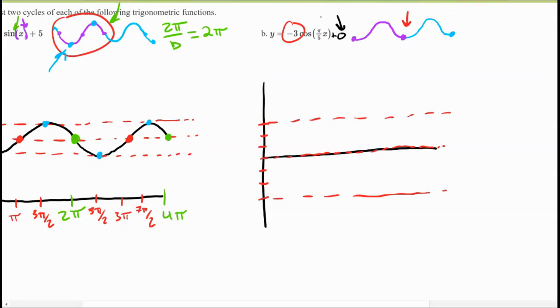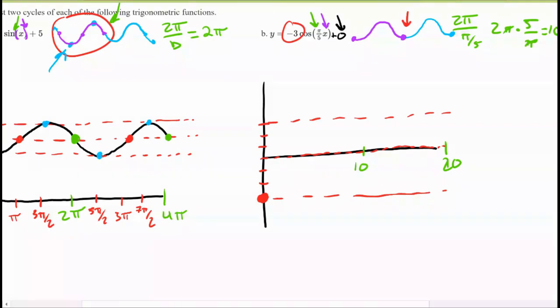My h value, still nothing. I'm not shifting left or right. No phase shift, meaning I know I'm going to start my graph at the minimum and at 0. My b value now, though, is pi over 5. So 2 pi divided by b is the same thing as 2 pi times 5 over pi, which cancel and just give me 10. So that is my period. Two cycles is going to be 20.